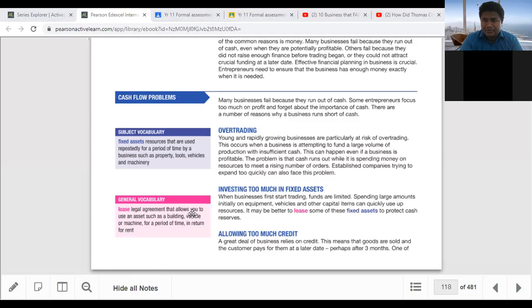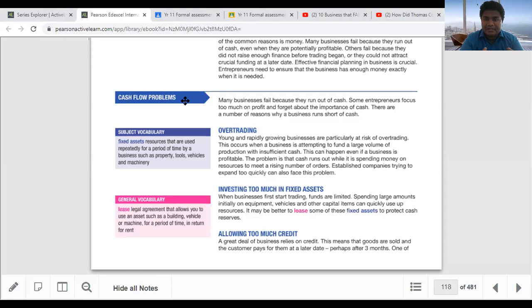Processing and manufacturing need too much fixed assets and machines, right? As a result, it will be important for that organization to invest too much in fixed assets. But if sometimes there's no demand and they cannot meet the orders, the large amount of capital initially invested in those machines and equipment will become no use. As a result, it may be better to lease some of these assets than buy them with cash.